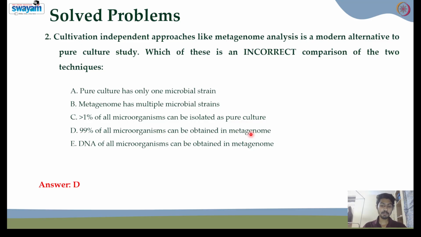It is a false comparison of these two techniques. And DNA of all the microorganisms can be obtained in the metagenome by extraction and sequencing, which is a cultivation independent approach, right? So DNA can be extracted, but extracting 99% is very difficult, and it is an incorrect comparison between these two techniques.